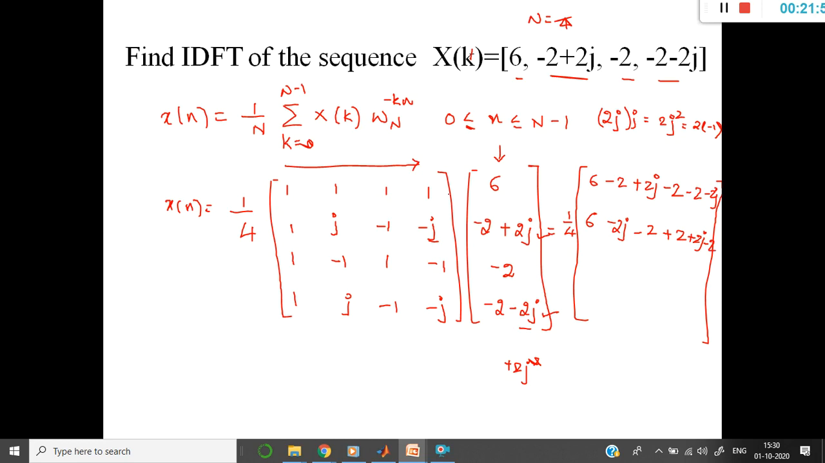Now next, 1 into 6, again 6. Again minus 1 is to be multiplied to both minus 2 and plus 2j. So this will be plus 2, minus into minus, minus 2j. And again minus 1 into minus 2 is minus 2. Then minus 1 into this entire thing, so minus 1 into minus 2 minus 2j. What is the answer here? So this will be 2 plus 2j square. So this is nothing but 2 minus 2, right?